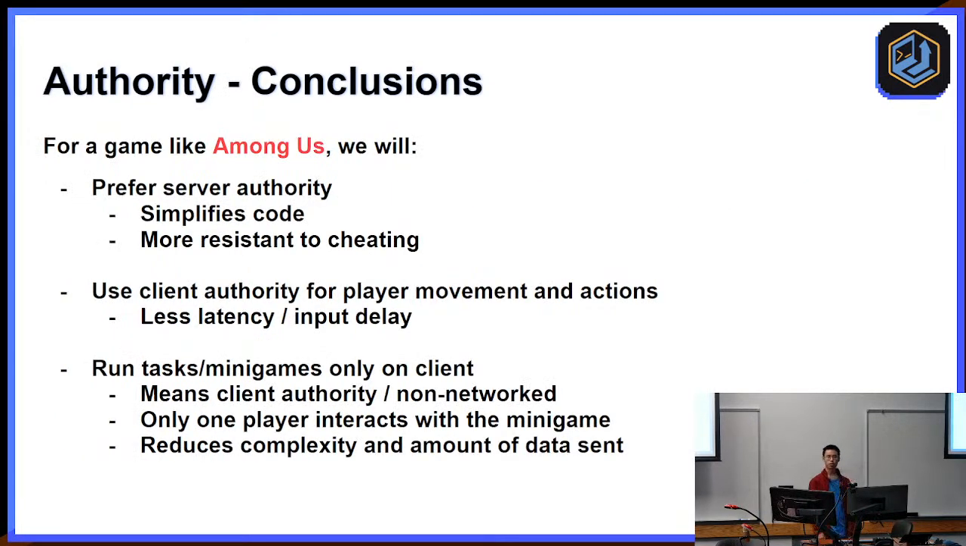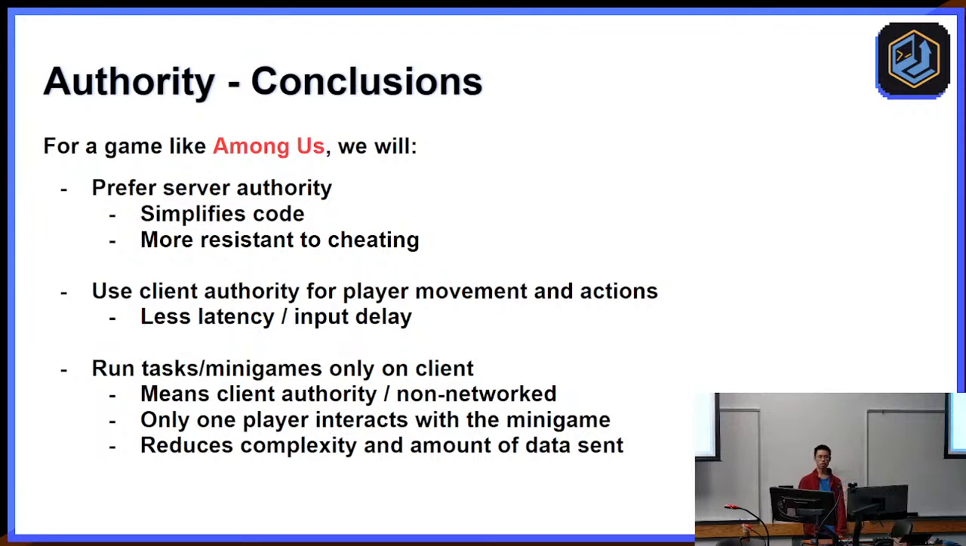For a game like Among Us, we'll prefer server authority because it simplifies the code for parts where you don't care about latency, and it's also more resistant to cheating. But we'll use client authority for player movement and actions, since these are the things that might introduce input delay. If you press a button, it should respond instantly. By using client authority, we'll have less latency and less input delay.